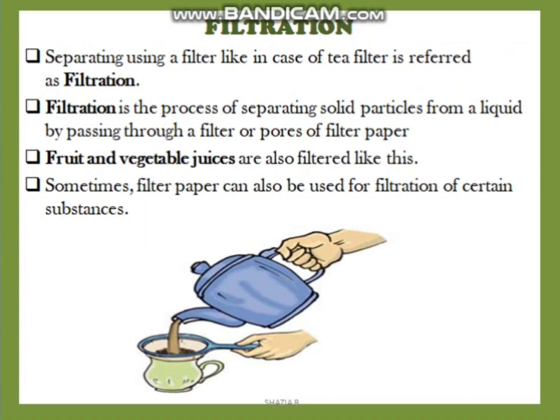So a filter can be any object that has extremely tiny pores in it. These tiny pores allow only liquid to pass through and block all the solid things, that is, here as we can see, the tea powder is blocked on it. Okay, there can be many types of filter. We can even take a piece of cloth and use it as a filter as well.